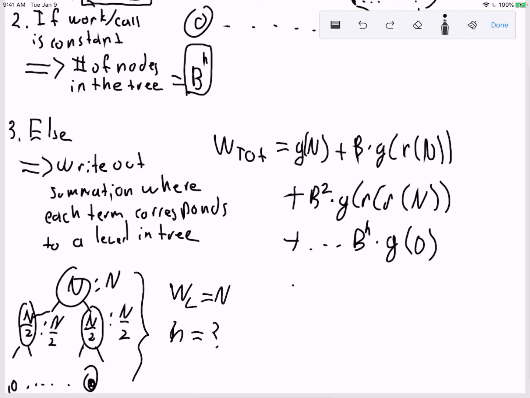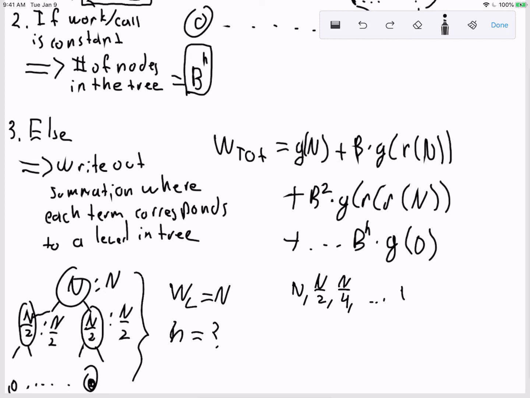So here's the sequence of node sizes. At level 0, it's n. And then the next level, they're all going to be n over 2. And then it's going to be n over 4. And this is going to keep going. And then, like we said, we can just put 1 here instead of 0, because they're basically the same number in terms of runtime. The numbers we're dealing with are so big that a difference like that is negligible.